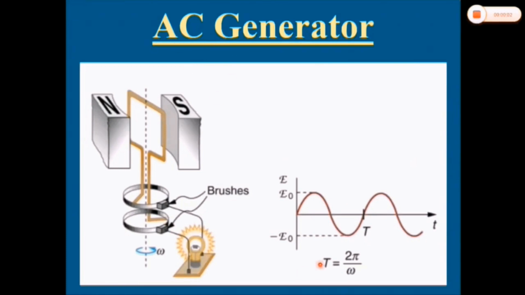Now, this is the graph for an AC generator, the output from an AC generator. See, this is the time axis and this is EMF. This is the peak EMF denoted by E0, and one time period is equal to one complete cycle in which a coil rotates. Okay, one complete rotation of the coil gives rise to these values of EMF. See, the EMF is alternating, and this time period is equal to 2 pi over W, where W is the angular frequency.